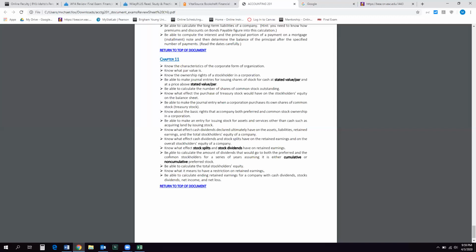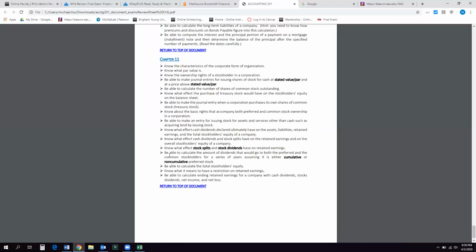So in order to calculate this, you have to know all of those things, which is the amount of dividends, and whether it's cumulative or non-cumulative preferred stock. So again, you just did this chapter, so this is probably a little bit easier, but you'll want to take a look at that again and make sure you're comfortable with it.